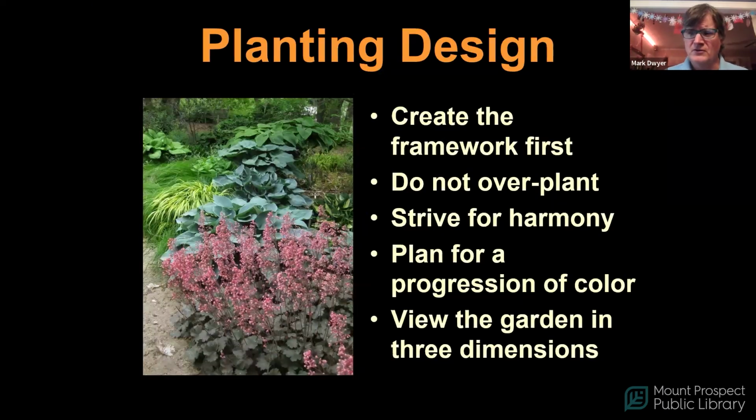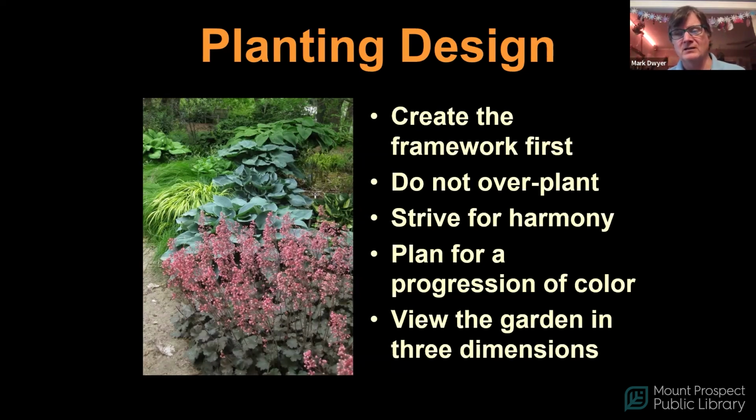So create the framework first. I like to consider where my primary plants will go. We have a tendency to overplant, so there's no reason you can't do it in stages, and that certainly helps the budget. We've talked about harmony. Maybe we have a design theme or we're trying to include a harmonious situation with the repetition of plants. Progression of color for sure.